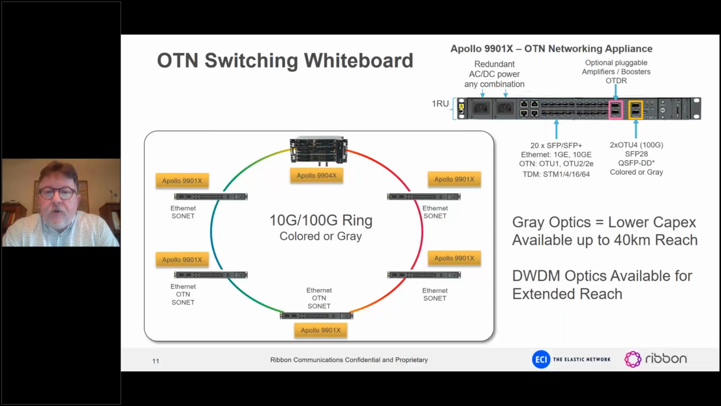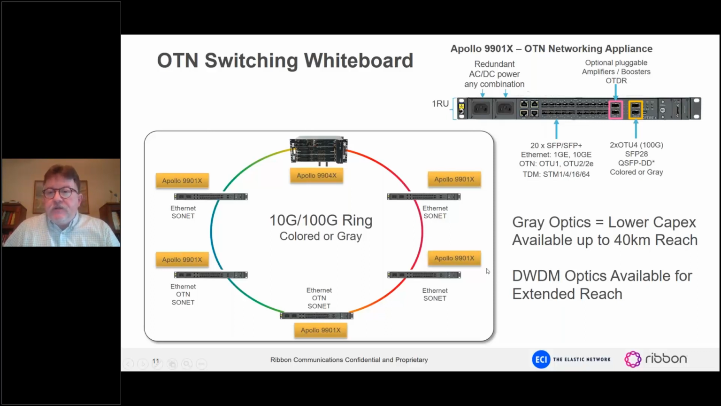So if you look in the upper right, this is the 9901X. As I mentioned, it's a 1 RU box. It is, you might call it an appliance, meaning that it's not modular. There are no cards to insert here. There are cages for pluggables. And it's really a great mix of capabilities in a very small and cost-efficient package.